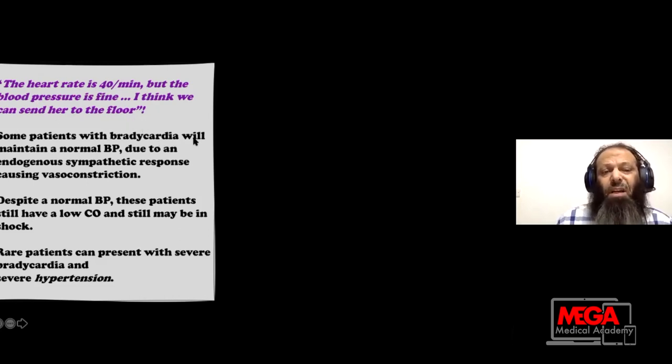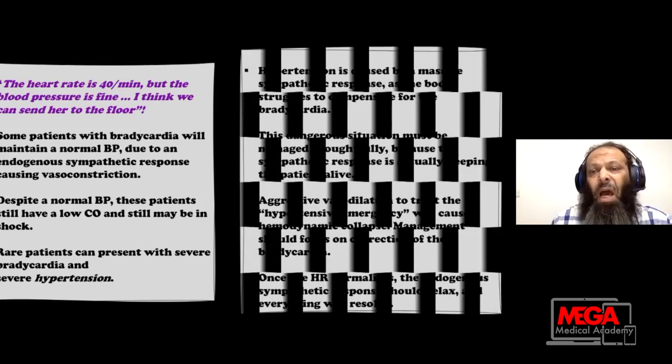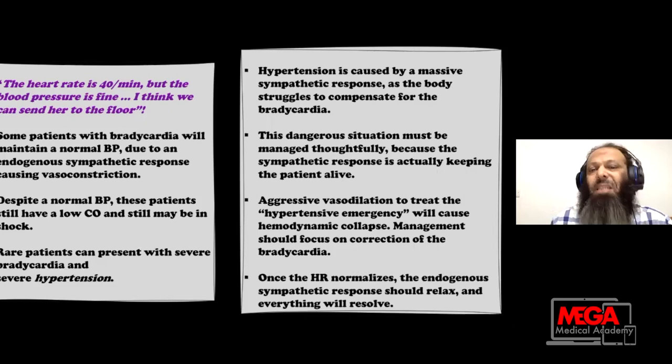Because some patients with bradycardia, as I showed you, maintain blood pressure due to the endogenous sympathetic response that caused vasoconstriction. Despite normal blood pressure, those patients still have a low cardiac output and are still in shock. Rarely, a patient can present with severe bradycardia and severe hypertension because of the severe vasoconstrictive response. Hypertension usually is caused by a massive sympathetic storm, or massive sympathetic response, and the body struggles to compensate for the bradycardia. So it has to go for another compensatory mechanism, which is the systemic vascular resistance.